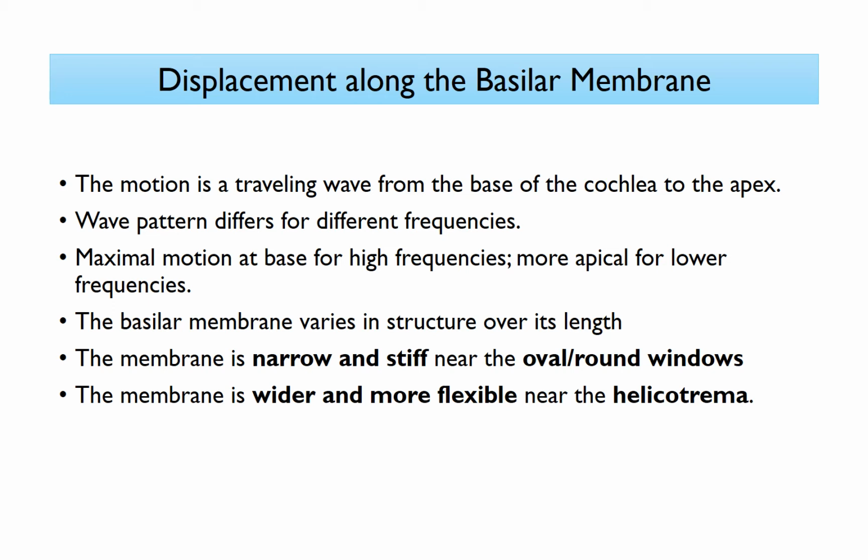closest to the oval or the round windows, the membrane is quite narrow and stiff in structure, and the basilar membrane closest to the helicotrema is wider and more flexible. And those physical properties are what allow for the basilar membrane to have maximal motion at different lengths along the entire membrane structure.